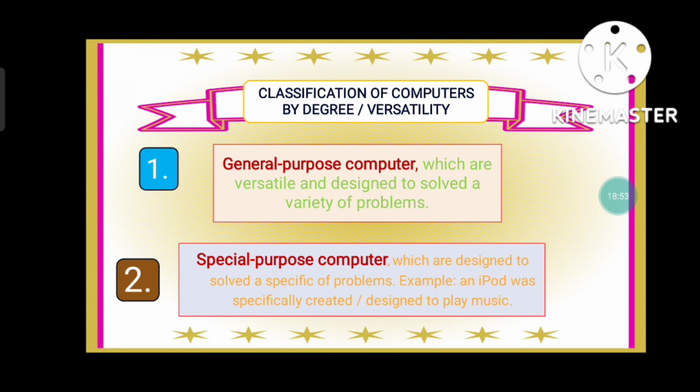This is a computer which is designed to solve specific problems. Example, an iPad was specifically designed to play music. So these computers are designed to perform a particular or specialized task. The size, storage capacity, and cost of such computers mainly depend on the nature and size of the work. The function of this computer is consistent with any particular task.